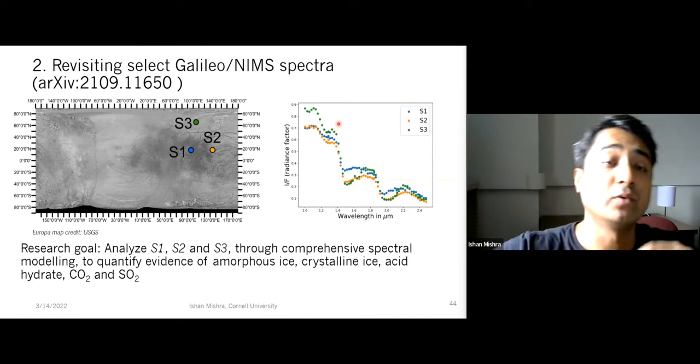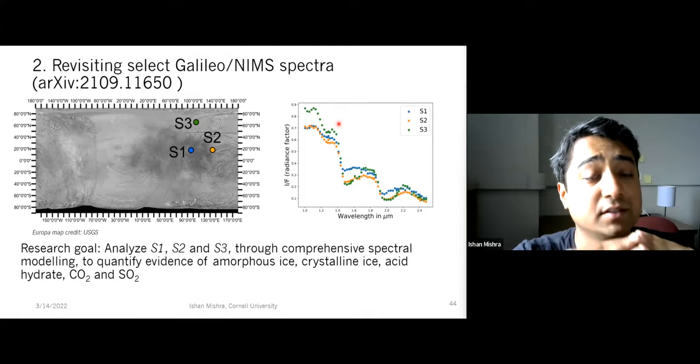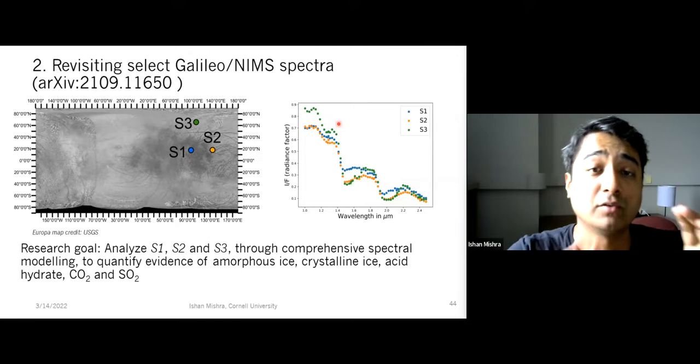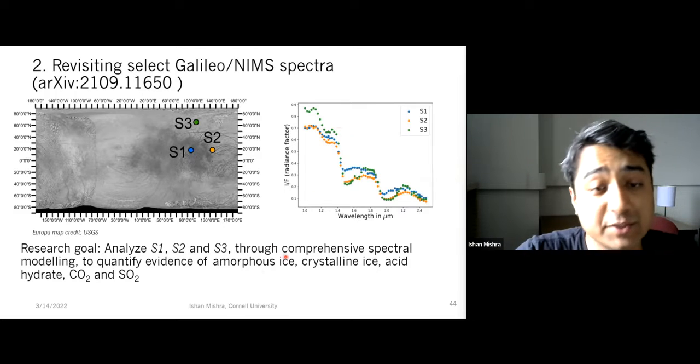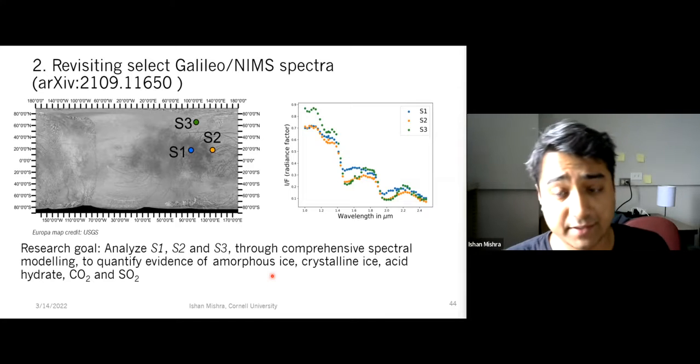So we wanted to incorporate all of that into the analysis, so that the final estimates we are getting on the abundance, or just when we are doing a model comparison, all of those things are taken into account. And so the species we selected were amorphous ice, crystalline ice, acid hydrate, carbon dioxide, and sulfur dioxide.